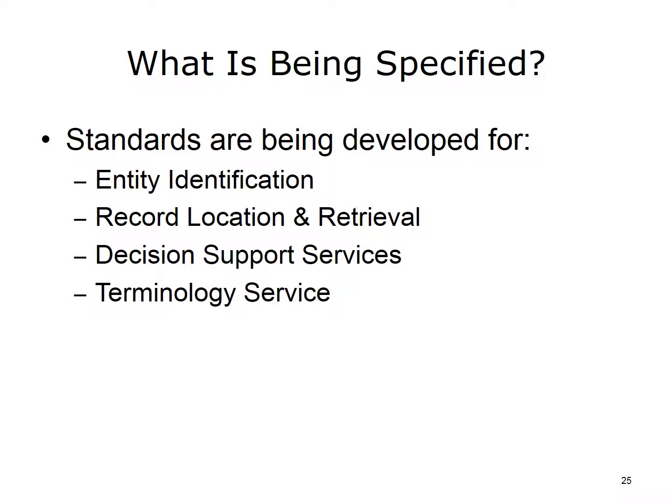Slide 25. HL7 standards are being developed for entity identification, records location and retrieval, decision support services, and terminology service. Entity identification is used to manage and maintain identities within and across domains, localities, or products. Record location and retrieval is used to discover, retrieve, and update records in distributed environments. Decision Support Services supports evaluation processes such as clinical decision support. Terminology services are used to retrieve, maintain, and navigate clinical terminologies and ontologies.